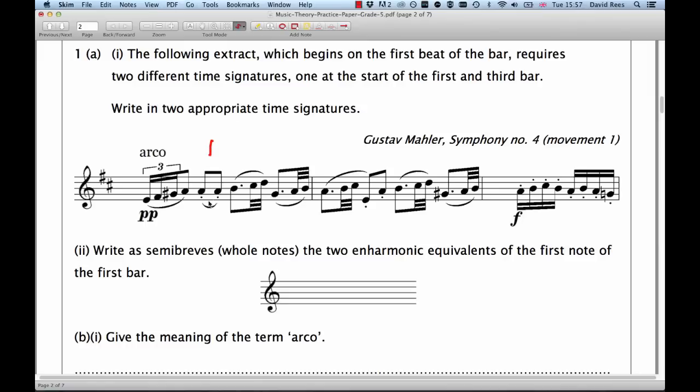So this is 1 crotchet beat here. Now what else is going on in this bar? Now if we can work out this rhythm, this takes care of this group of notes and this group of notes, because if you can see, they're actually the same rhythm.